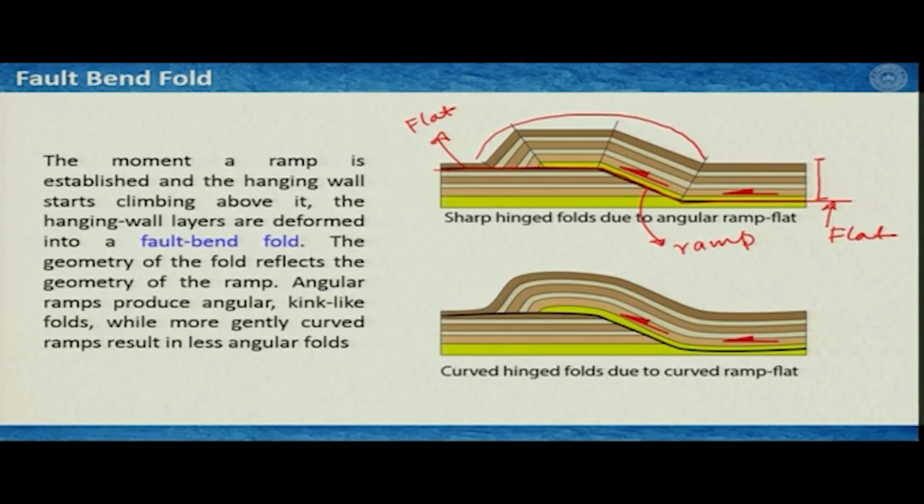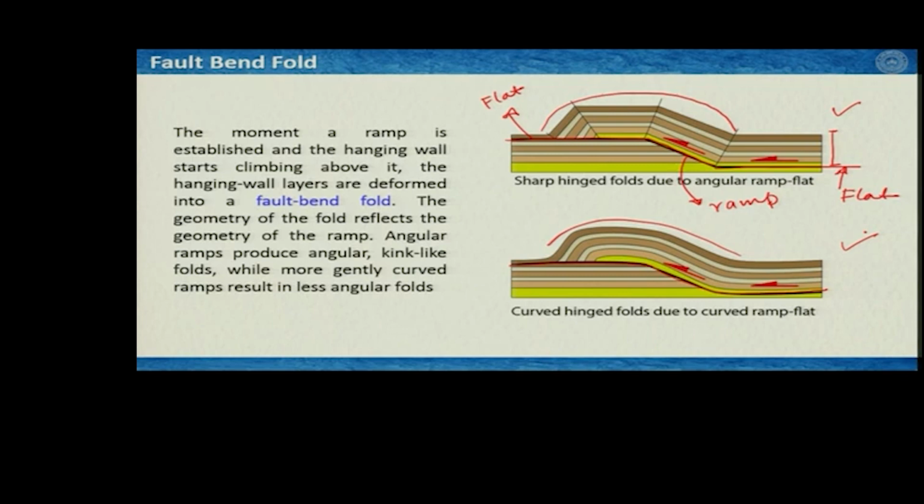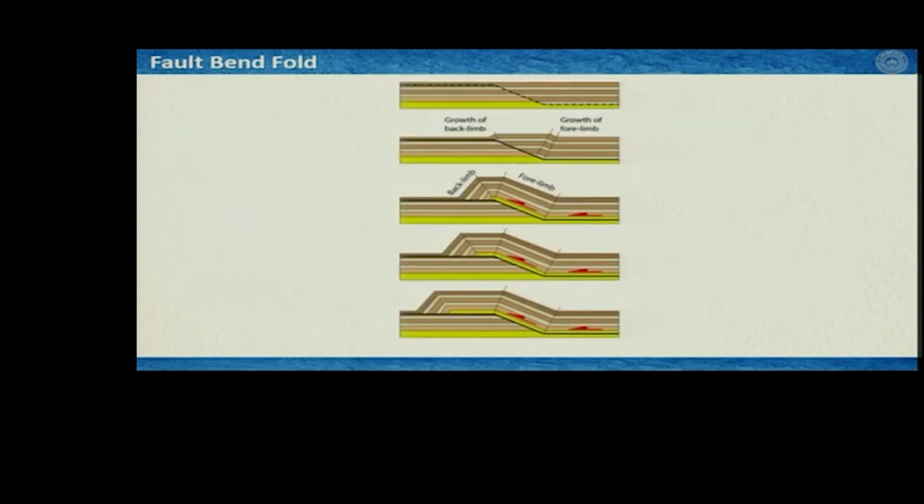Angular ramps produce angular, kink-like folds, while more gently curved ramps, which you see here, are not as sharp as the illustration we have above. So the folds that form are also very gentle and curvy. You can have this, you can have this, and these are known as fault bend fold. Now, this is how they occur in sequence.